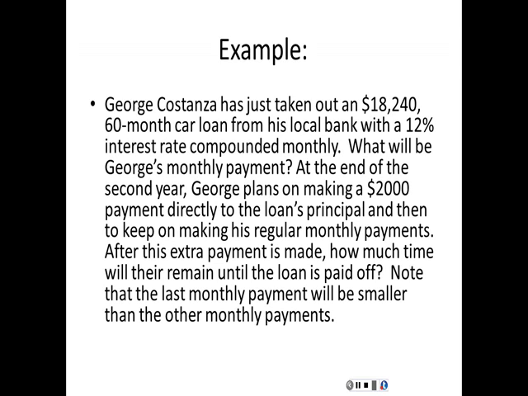This will just be an application of the present value of an annuity formula. The key point here is a loan's balance is always the present value of the remaining payments. So when Costanza starts a loan, his balance is $18,240, and that will be the present value of 60 car payments. Now we'll worry about the $2,000 payment directly to principal in a moment. First, let's deal with the annuity.